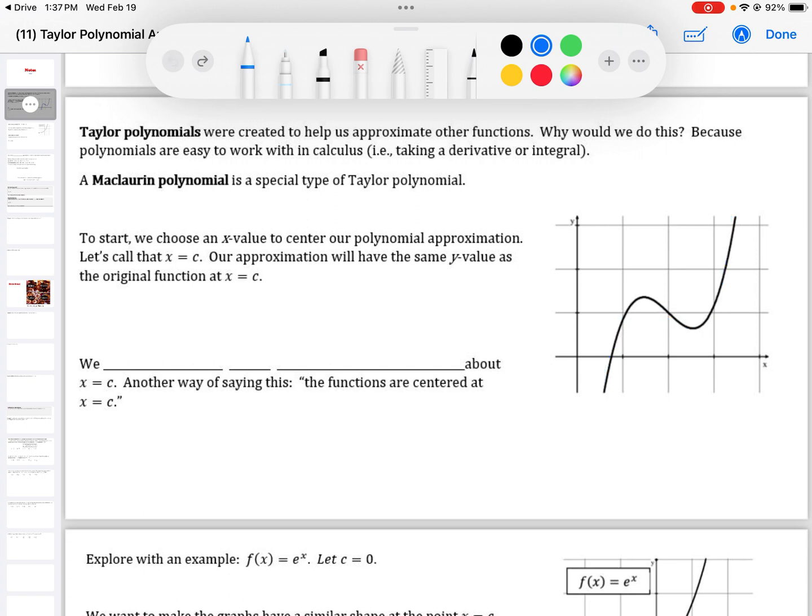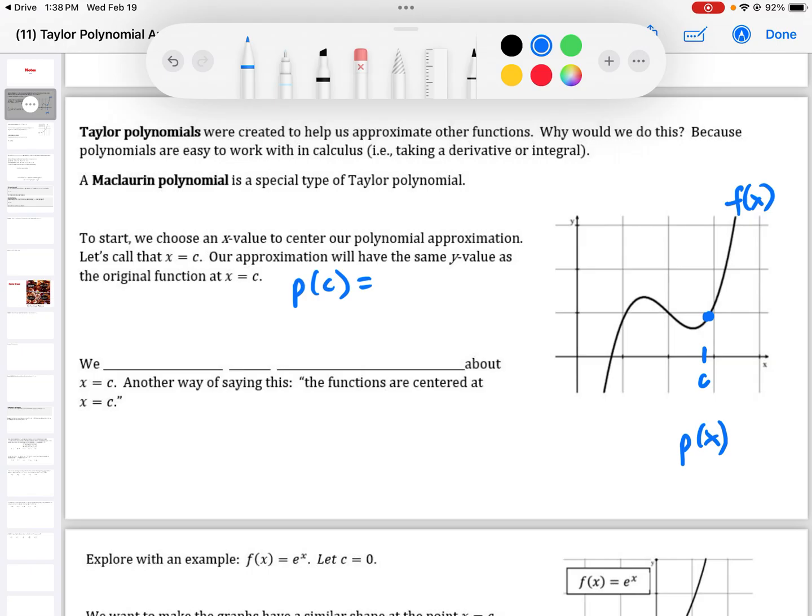So here's some random function, and we're gonna try to get an idea of what these Taylor polynomial approximations do. To start, we choose an x value to center our polynomial approximation. So let's say, in this case, it's gonna be c. I'm just gonna have my c number randomly be right there. This graph is going to be f of x, that's the function, and we're going to use a Taylor polynomial, we'll call it p of x. The Taylor polynomial will approximate f of x.